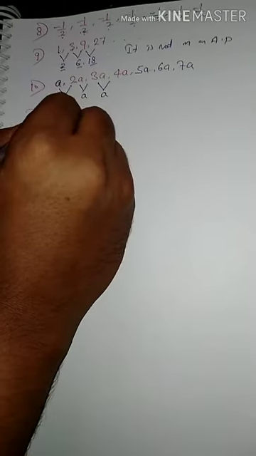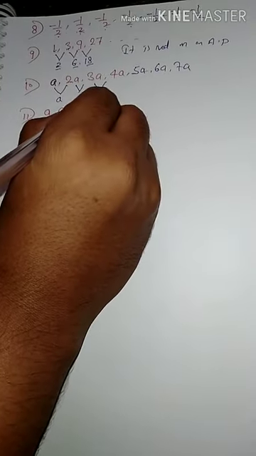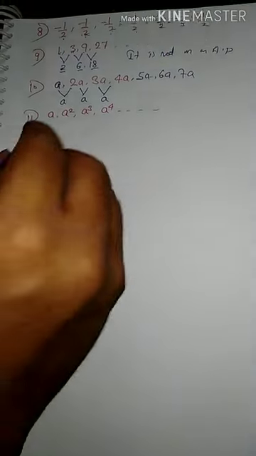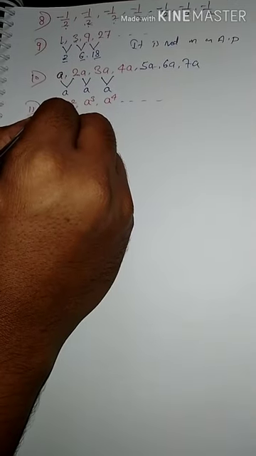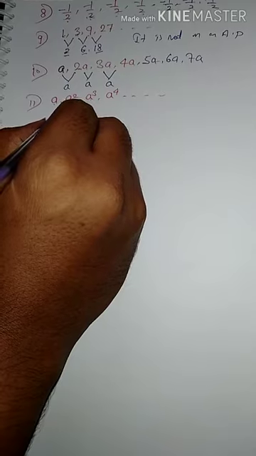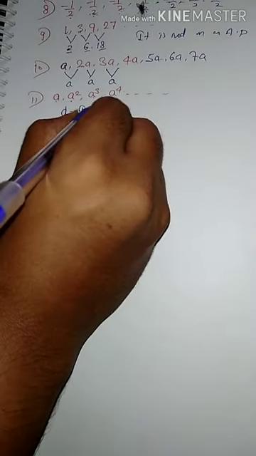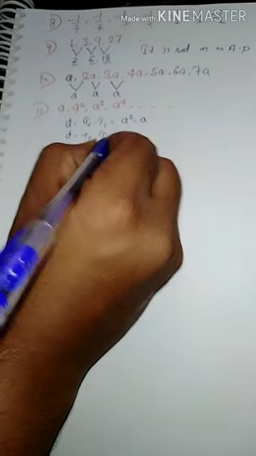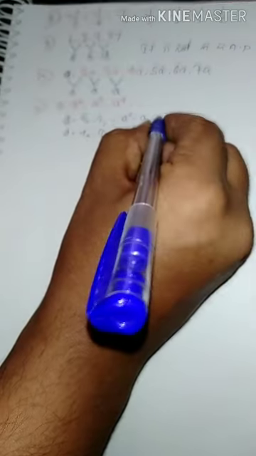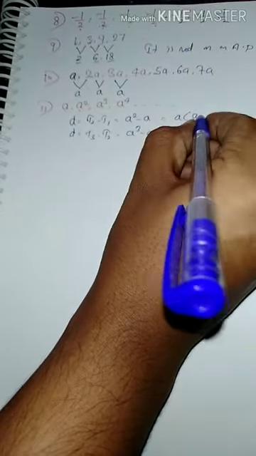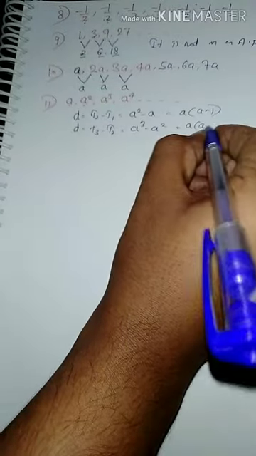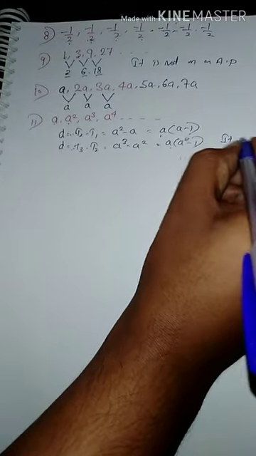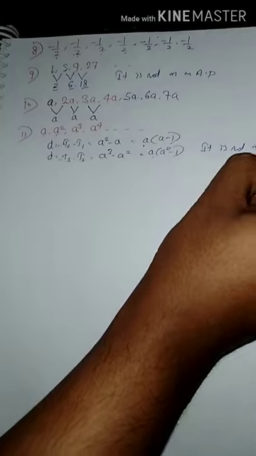And next, 11th one: A square, A cube, A to the power 4, and so on. So here, the common difference between any two terms: d is equal to T2 minus T1, which is A cube minus A square, and d is equal to T3 minus T2, which is A to the power 4 minus A cube. A square is common here, take it outside, and here also A cube is common, take it outside. Therefore, the difference between any two consecutive terms is not the same, therefore it is not in an AP.